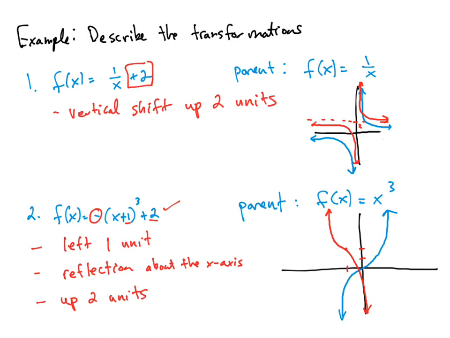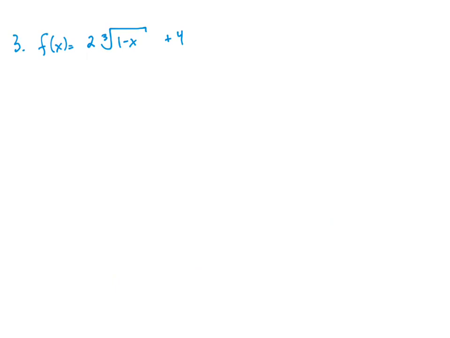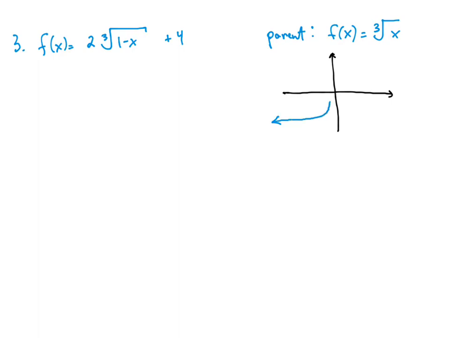All right, for the next one we have f of x equals 2 times the cube root of 1 minus x plus 4. So the parent function here is f of x is equal to the cube root of x. And the cube root function is an increasing function. Looks something like that. It's not a very good graph. Let's try that again.